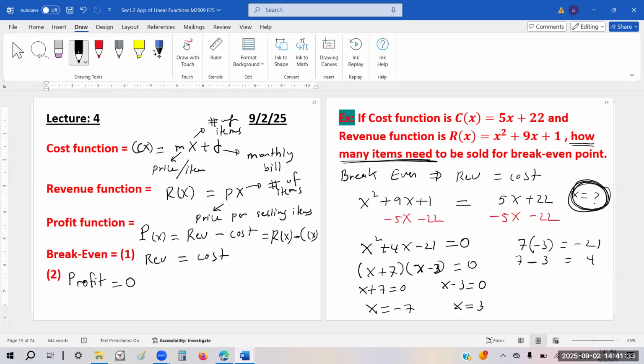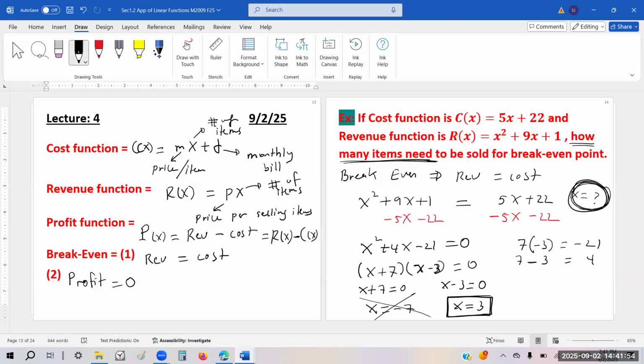Do we accept both solutions? Which one we cannot accept? Why not? Exactly. X cannot be negative because X represents items. So our correct answer is 3.